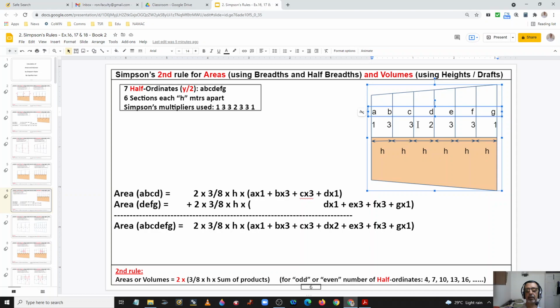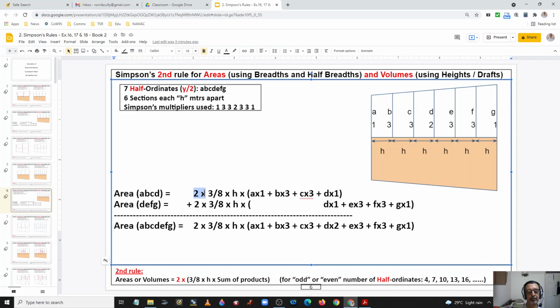So let us say you have to calculate the area between A, B, C and D. The total area between A, B, C, and D half ordinates. The basic formula, Simpson's second rule, is 2 times, because we are using half ordinates, 3 upon 8 into h into A multiplied by 1 plus B multiplied by 3 plus C multiplied by 3 plus D multiplied by 1.